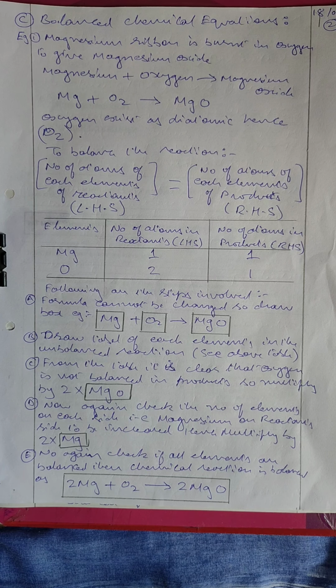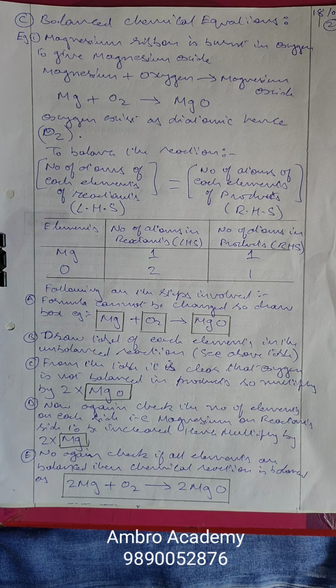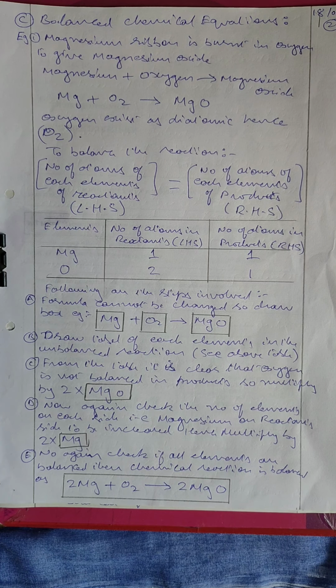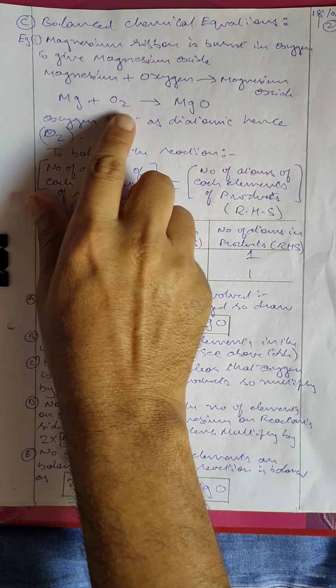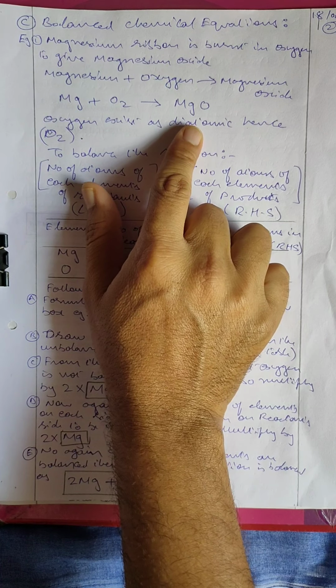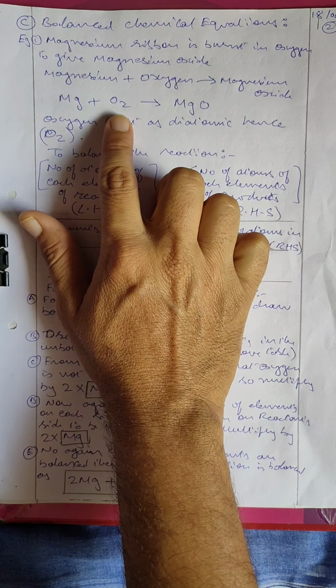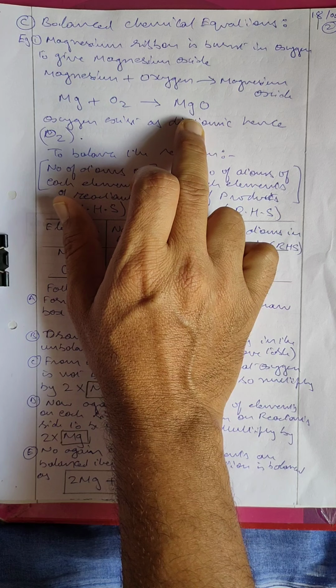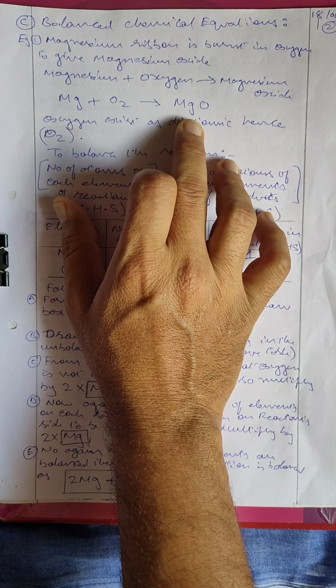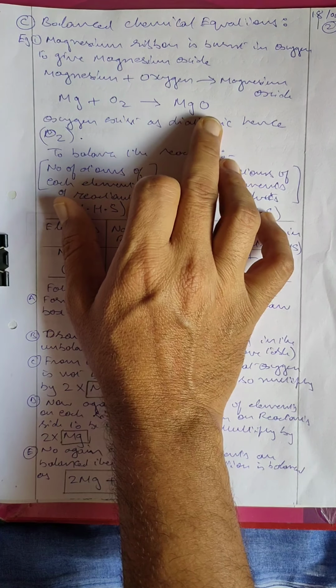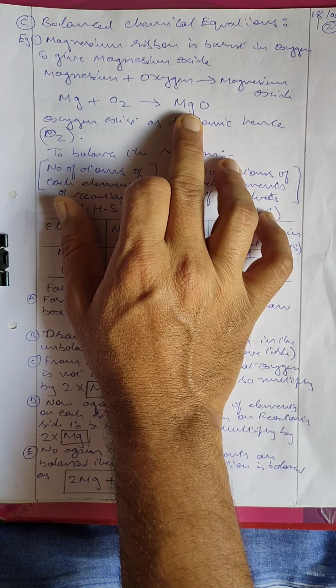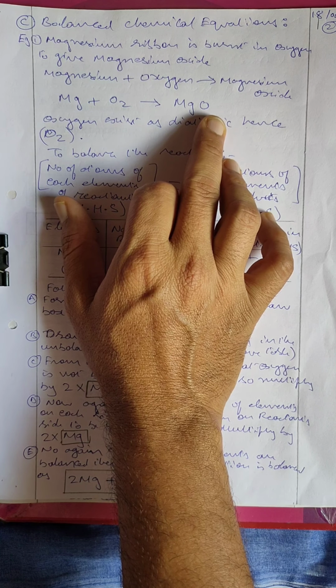Like magnesium ribbon is burned in oxygen to give magnesium oxide. That means when we burn the magnesium ribbon, it will give magnesium oxide. Let's take the example: magnesium plus oxygen will give magnesium oxide. When we say oxygen, it will be O2. Magnesium oxide is MgO because the oxidation state or valency of magnesium and oxygen both is 2. So one magnesium requires only one oxygen, MgO.